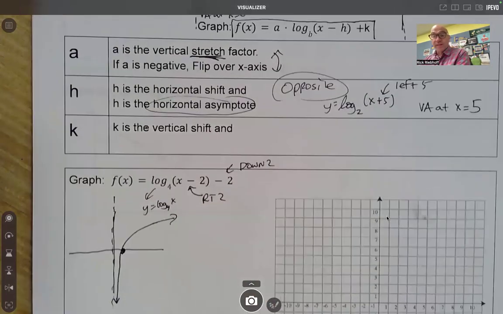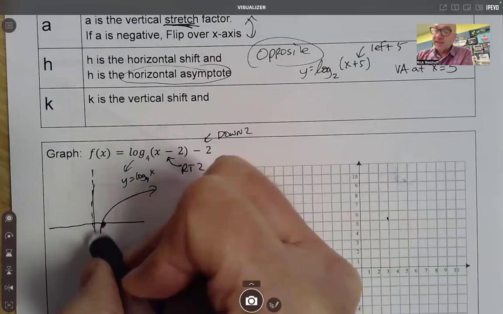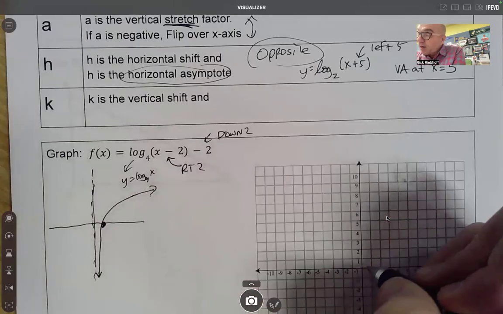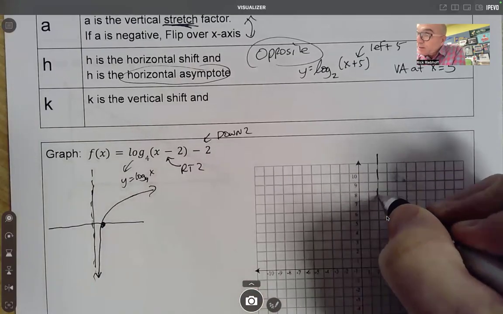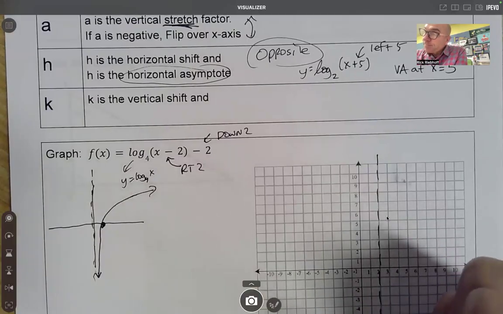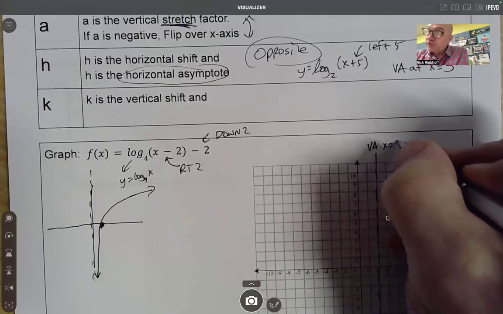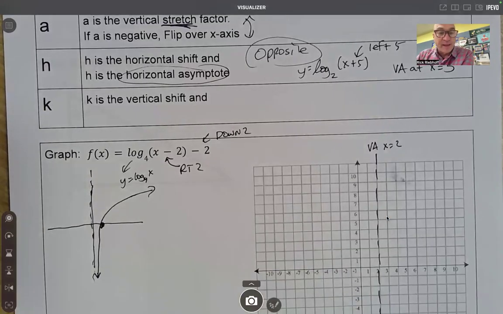Okay, I'm going to start with the asymptote. If the asymptote was on the axis and it's moving right by 2, I'm going to move it over 2 and draw it in. Okay, so I'm going to draw that first. I'm going to write vertical asymptote x equals 2, just to have it down and labeled.